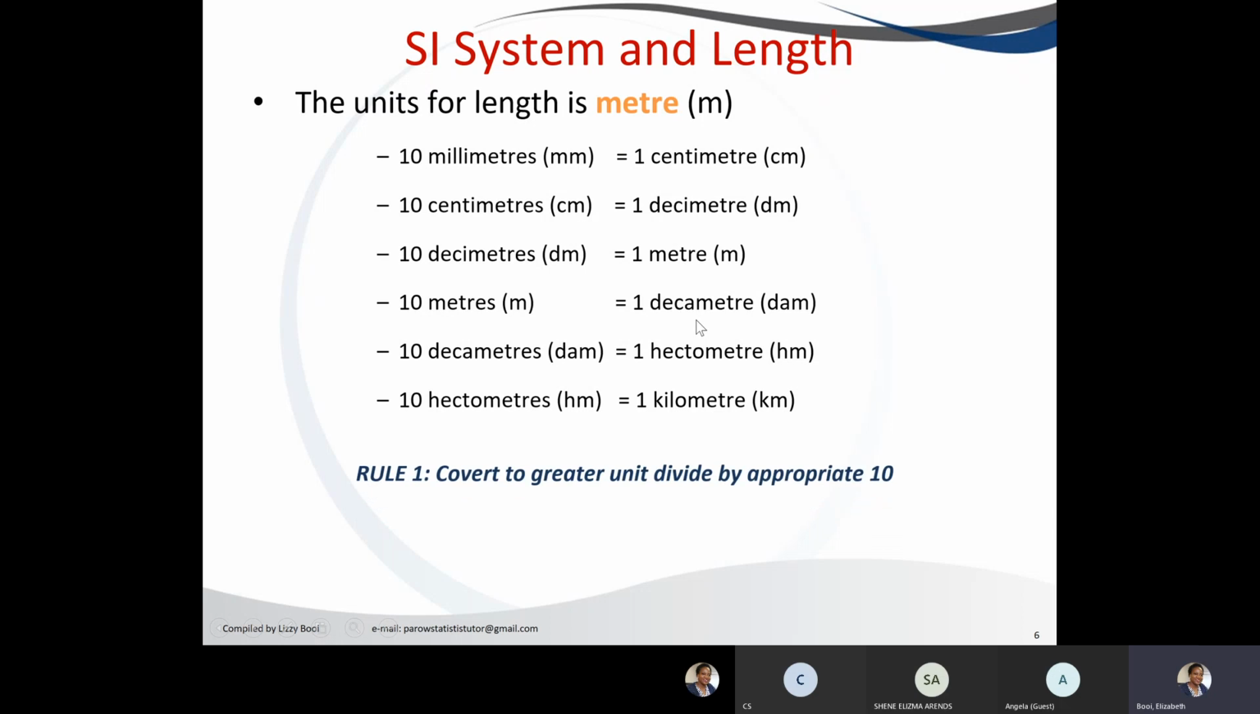So there is a way of converting from one unit to the other. Sometimes it's easy to use the tens, or if you already know the SI unit by heart, to know that 100 centimeters is equivalent to 1 meter, then you can use that. But if you don't know, you can use this SI unit to do the conversion.